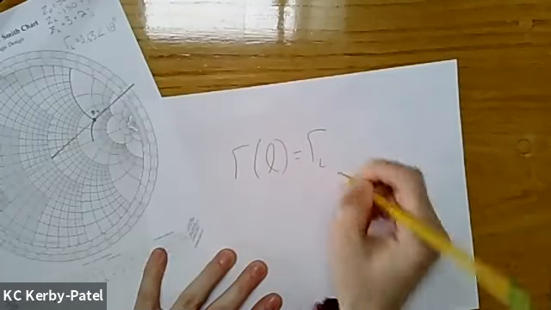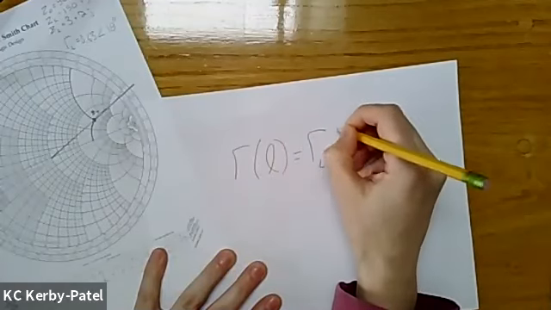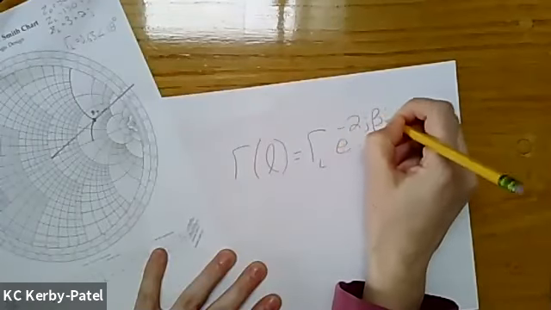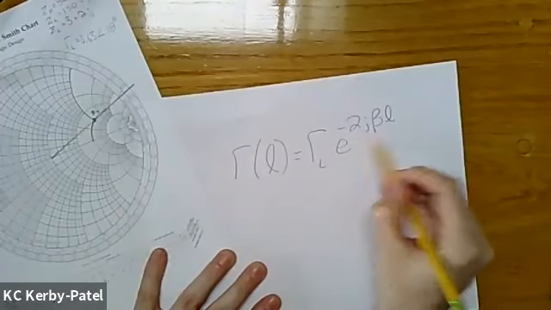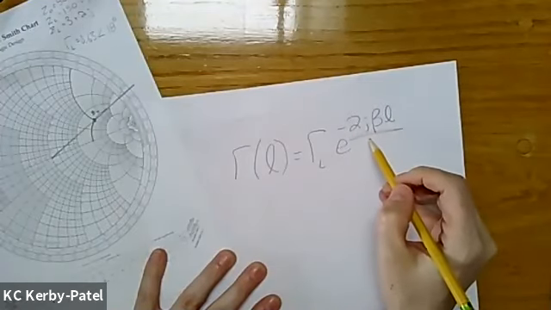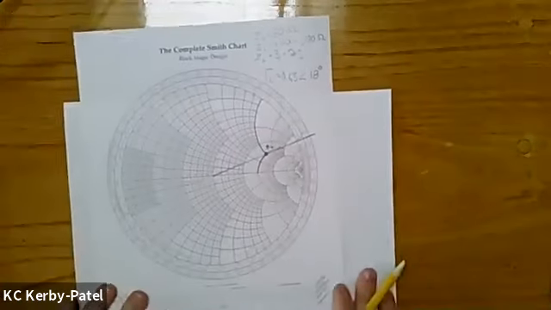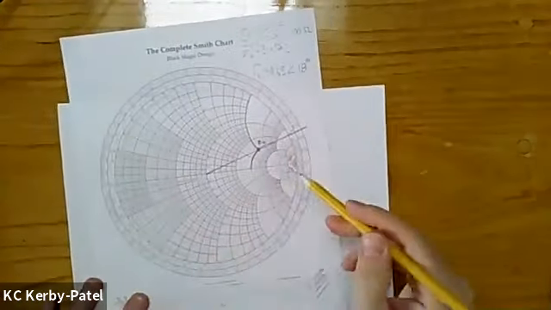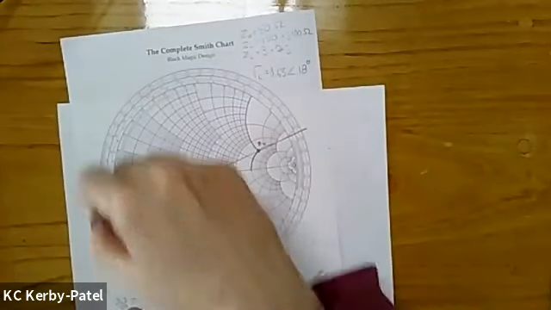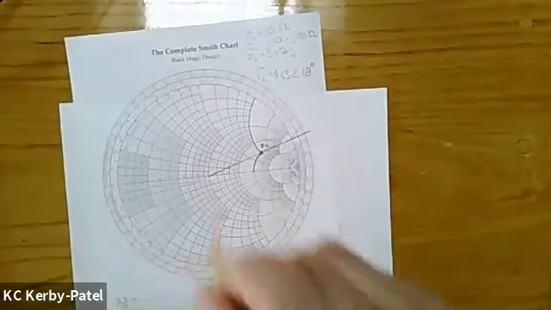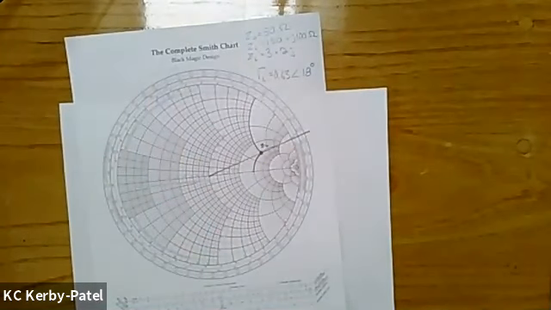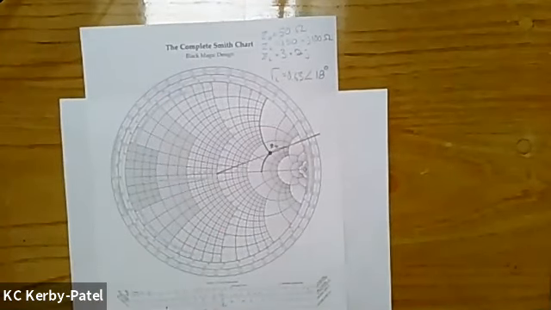gamma of L is equal to the load reflection coefficient times e to the minus 2j beta L. It accumulates phase twice as fast as the two waves individually. So the period of the reflection coefficient is half a wavelength on the line. And that's why going around the Smith chart once is only half a wavelength, not a full wavelength. That's pretty cool. So how about 3/4 wavelength?